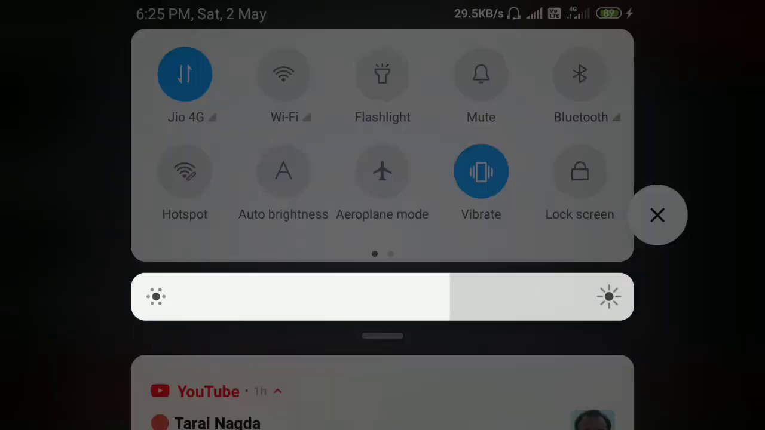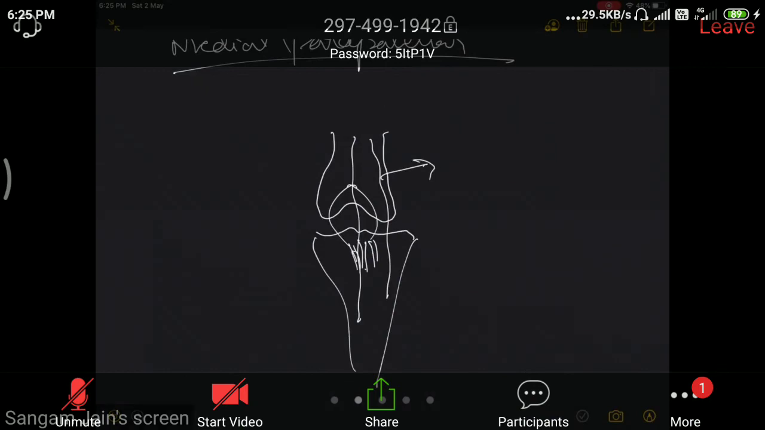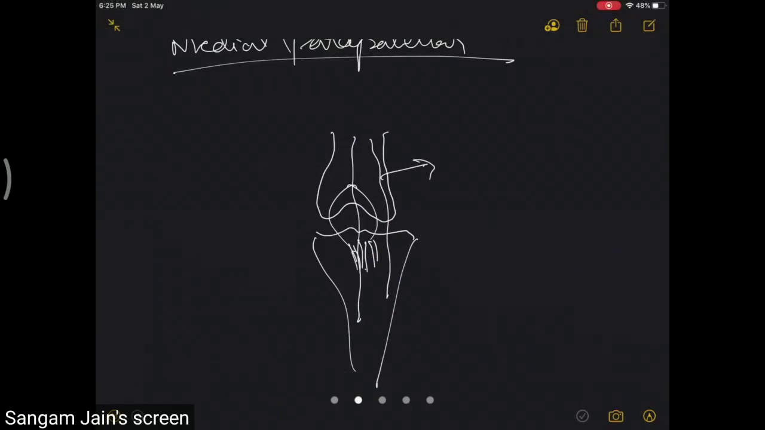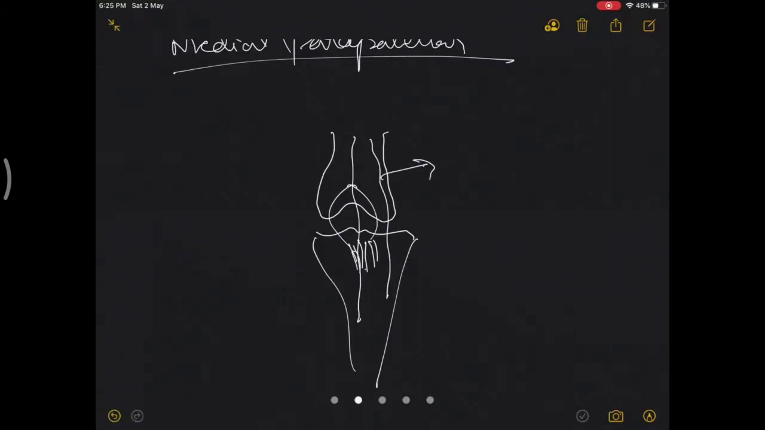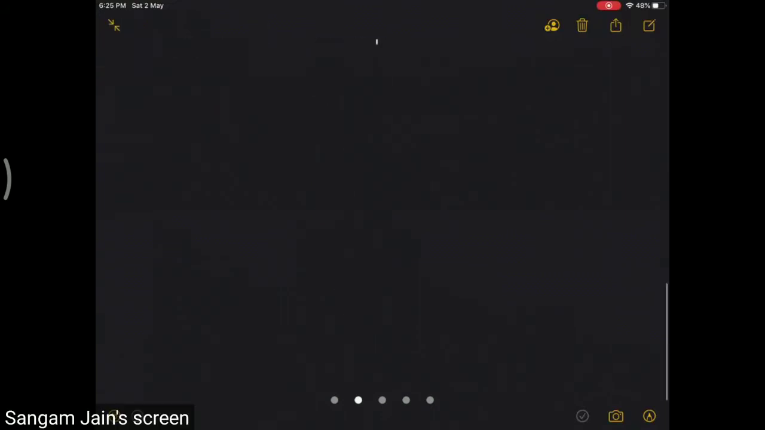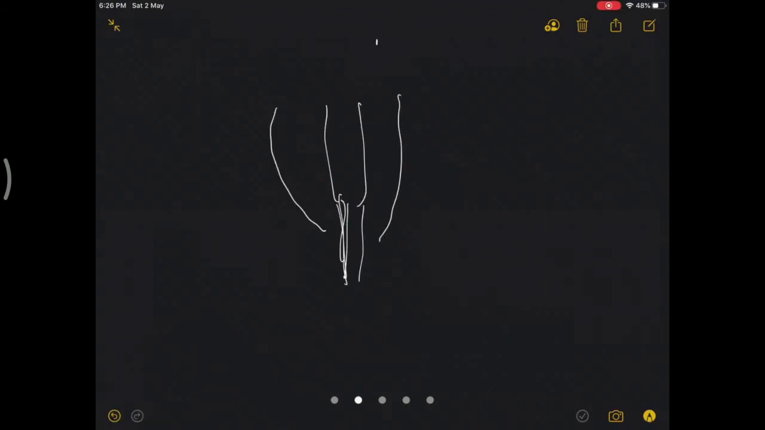So there is not much difference, but this has some advantages, like you can prevent the scar sticking to the extensor apparatus. And then once we are done with the incision, we have rectus with its tendon. We have vastus lateralis, vastus medialis, and their tendons and expansion.